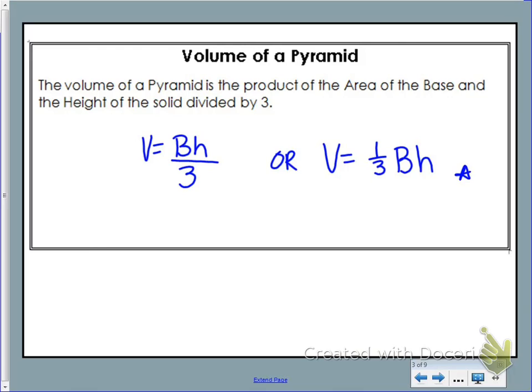I personally prefer this formula, but they both do the same thing. It just is a matter of how you like to show your work. So capital B is still the area of the base, and H is still the height of the figure.